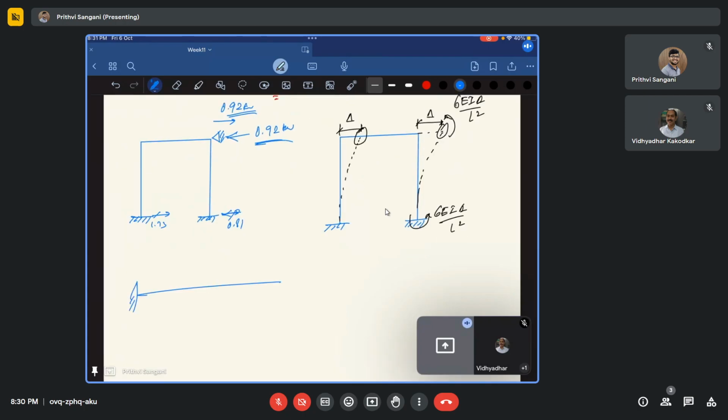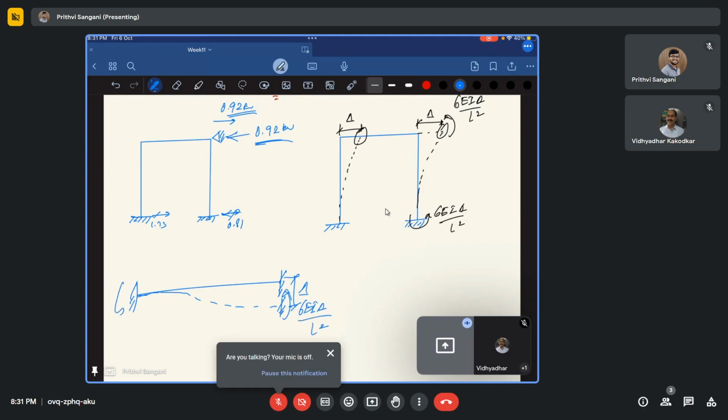So we have two supports. We have a support settlement of delta. This is going to induce 6 EI delta by L square here, and the same 6 EI delta by L square in this. Okay. So now that delta actually is because of that force R. Fine. So what we'll try to do now is play a trick.